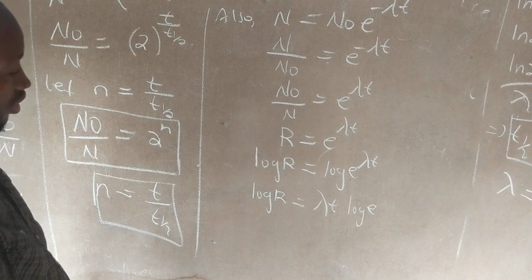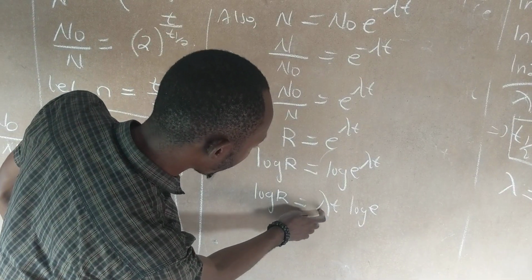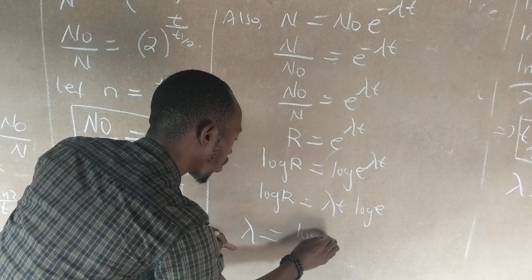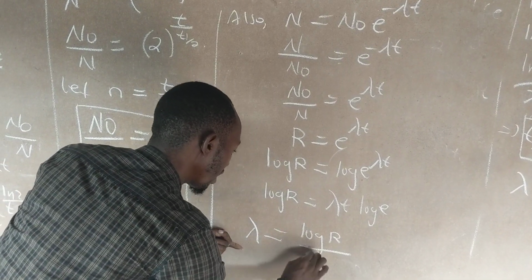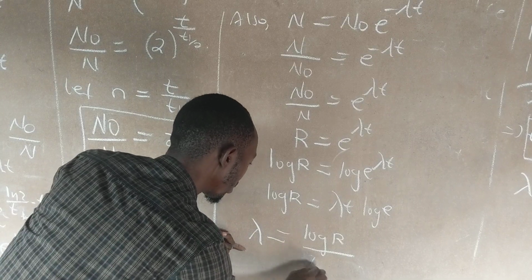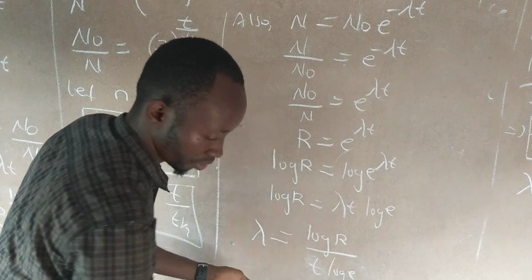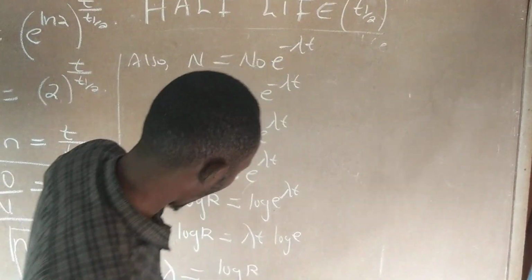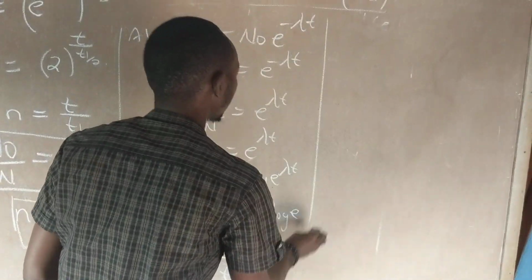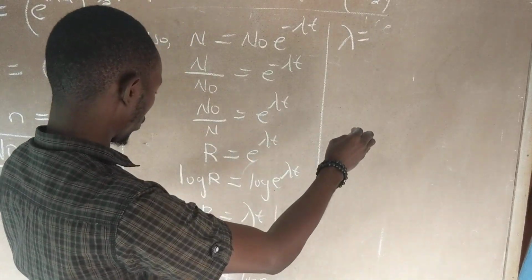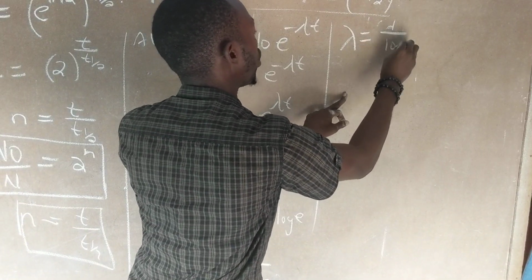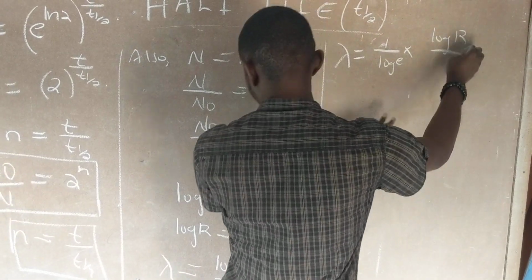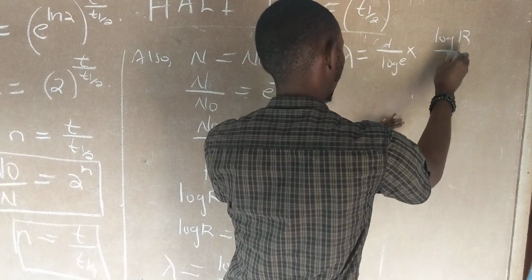So having this now, we'll make lambda the subject. If we make lambda the subject, it's going to be lambda equals log R divided by t log e. So in this case, we can summarize it as lambda, or the decay constant, equals 1 all over log e times log R divided by t.